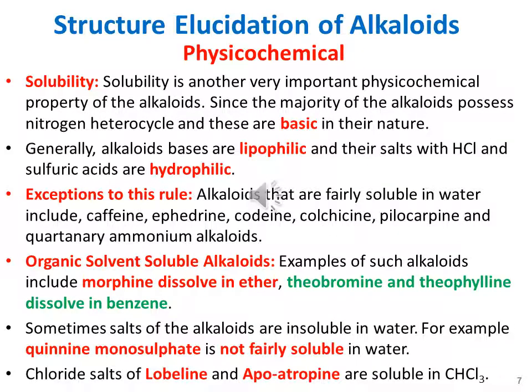Solubility is another very important physicochemical property of alkaloids, since the majority of alkaloids possess nitrogen heterocycles and these are basic in their nature. Generally, alkaloid bases are lipophilic and their salts with hydrochloric acid and sulfuric acid are hydrophilic. Exceptions to this rule include the water-soluble alkaloids caffeine, ephedrine, codeine, colchicine, pilocarpine, and quaternary ammonium alkaloids. Some alkaloids naturally exist as quaternary ammonium salts, so they get dissolved in water.